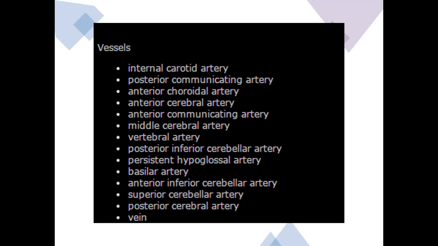If you want to see the branches: the internal carotid artery, posterior communicating artery, anterior choroidal artery, anterior cerebral artery, anterior communicating artery, middle cerebral artery, vertebral artery, posterior inferior cerebellar artery, persistent hypoglossal artery, basilar artery, anterior inferior cerebellar artery, superior cerebellar artery, posterior cerebellar artery, and veins.